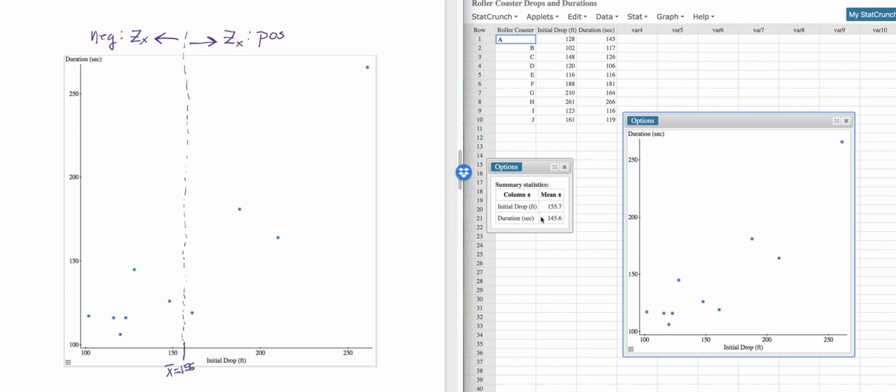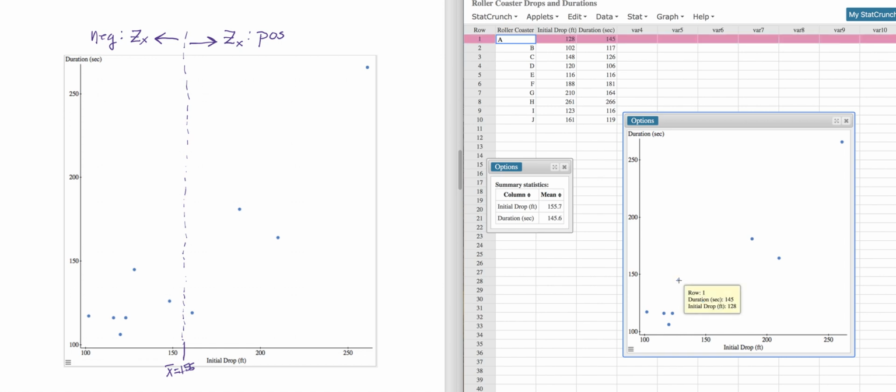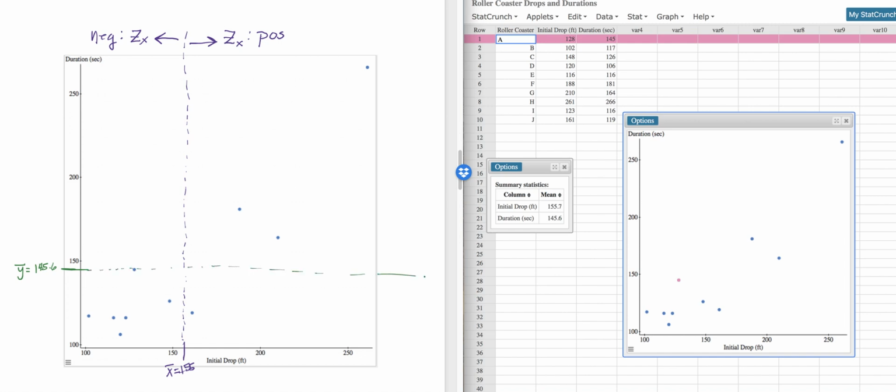So the mean for the y values for the durations is 145.6. Let me see, what is this point? Oh, this point is exactly 145. So let's see, the mean would be just above that point. Let me get a different color here. So maybe about here is the mean of all the y coordinates, which is 145.6. And let me just carry that across.